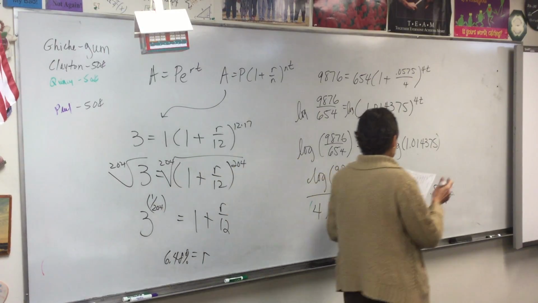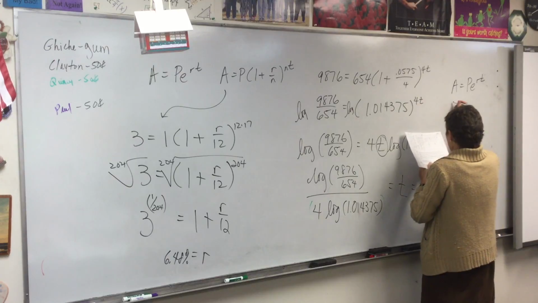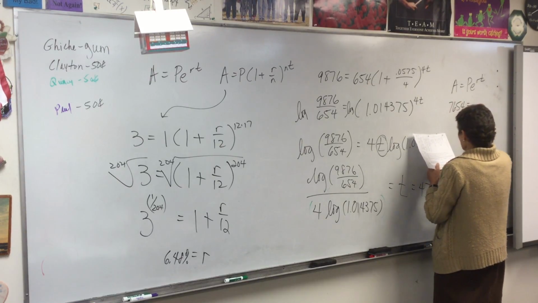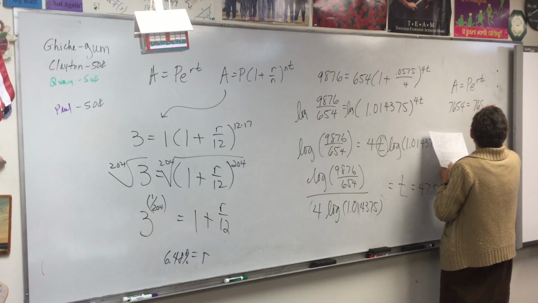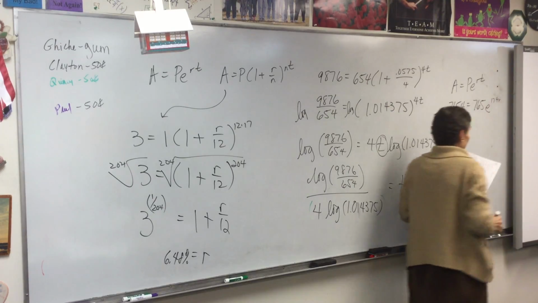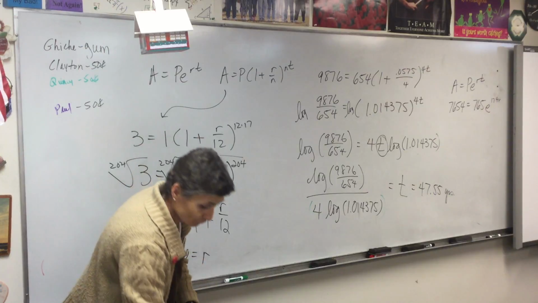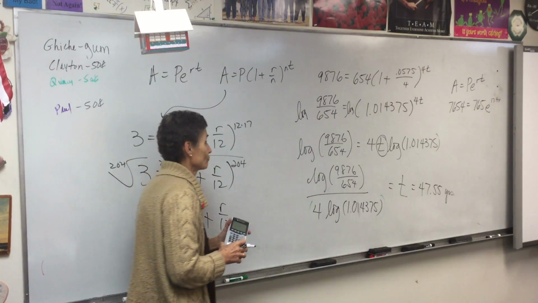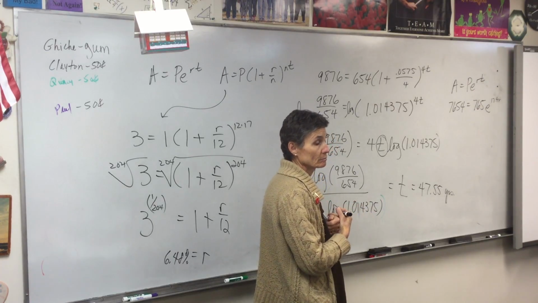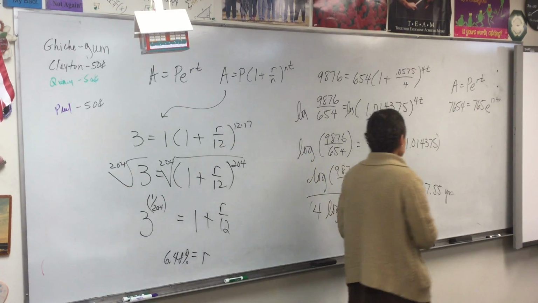So, alright, what goes where? We're using our PERT formula. So what goes where? 7654, e to the 17.4r. Here we go. Divide, always divide first.